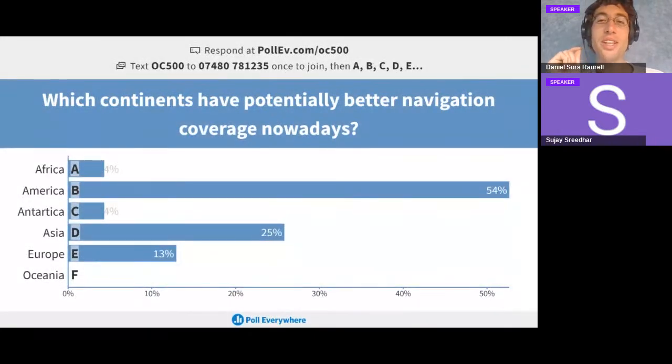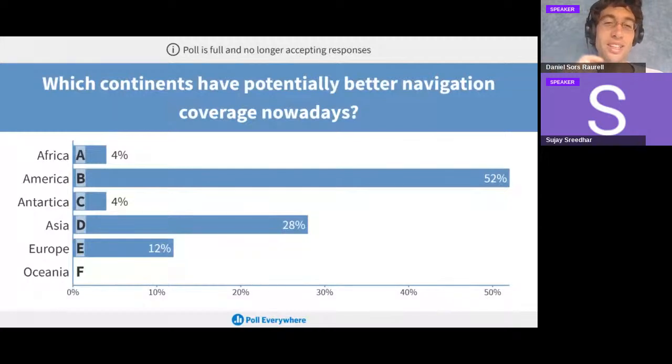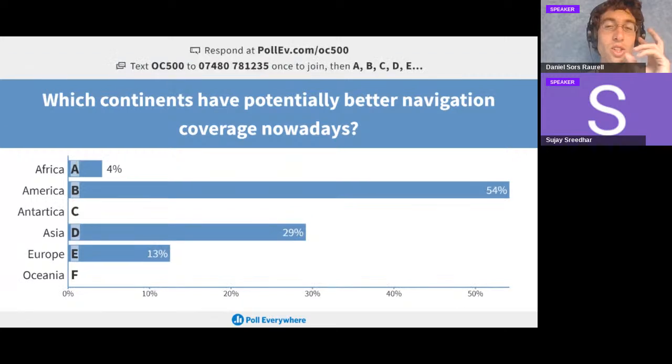But the key issue here is answering why. Why these two continents? So I see it's winning Asia and Europe. Oceania is still at zero. Antarctica is 4%. Africa 4%. Okay. I'm going to leave a few more minutes. But it's important that you do the reasoning behind it because it's quite interesting.